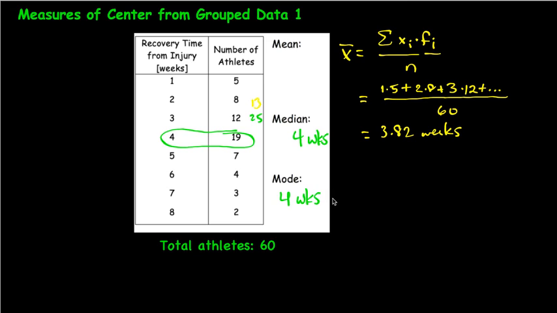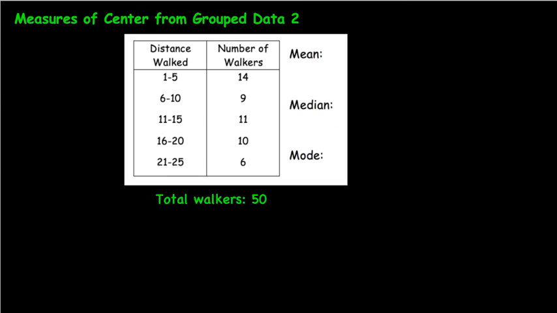Pretty straightforward. Now, in this next example, you see we've got intervals or bins. We have 14 walkers that walked between 1 and 5, let's call these kilometers, and 9 that walked between 6 and 10. You notice they've got a whole number of values for how many kilometers they've walked. And there's 50 total walkers. So how do we deal with mean, median, and mode?